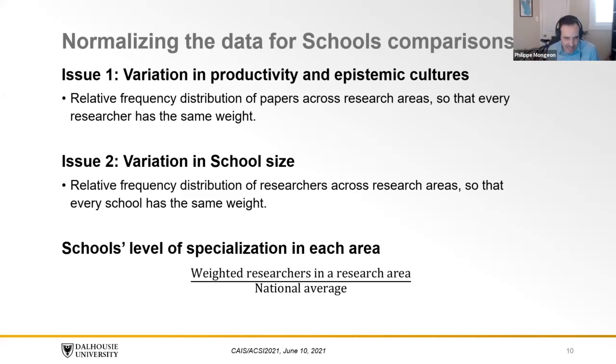So we try to address that in this paper by taking every individual person in the department and giving them the same weight in the picture. So we take Vincent's papers and we make it one. So we have a distribution of papers across research areas for each individual person, and that person counts for one.